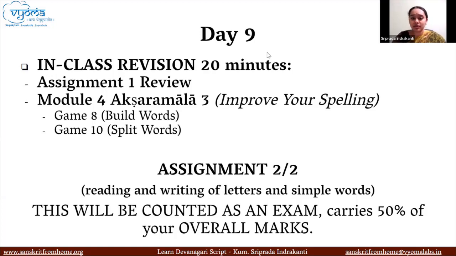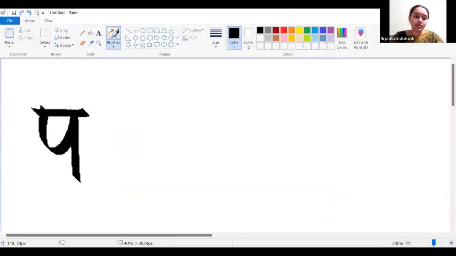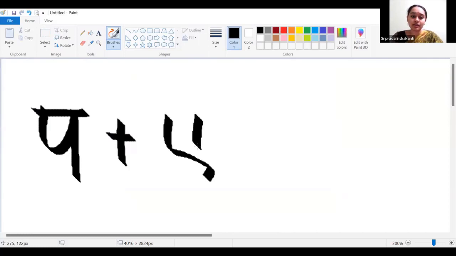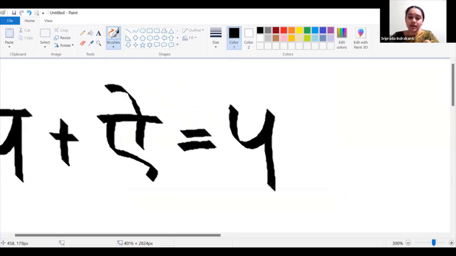First, I would like to review the first assignments. We'll just discuss about the first assignment, how it went. So I have got to correct most of your assignments, and I want to discuss a few points where a lot of people made common mistakes. The frequently missed question was the p plus i. It was frequently missed because of this hook at the top. People had mostly written it as pay, but it is pi.